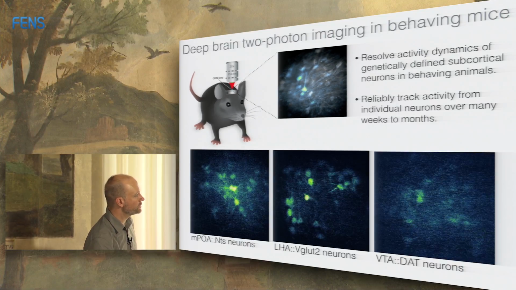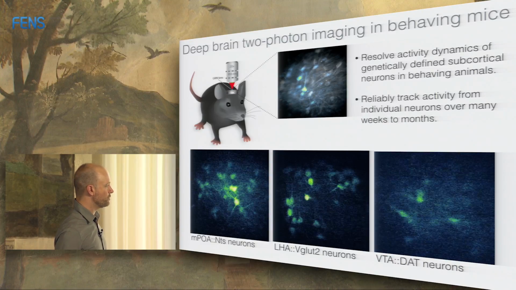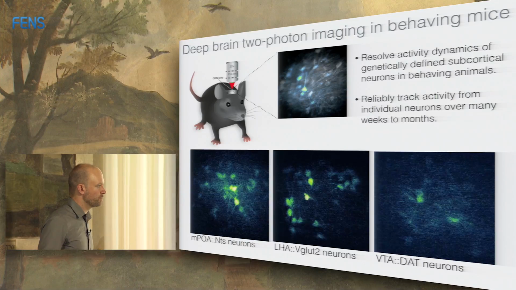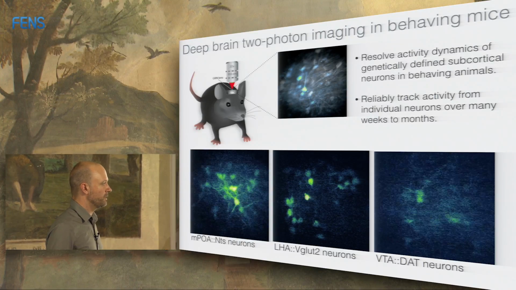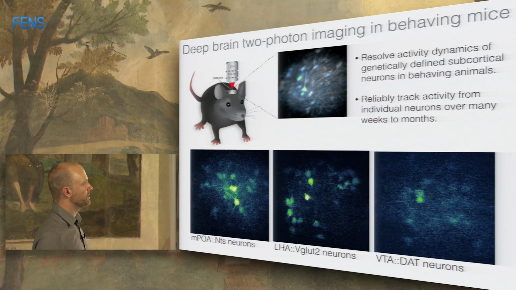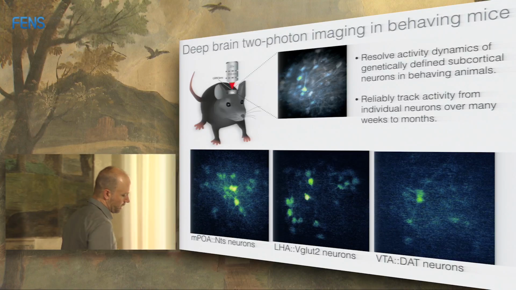And I'll just end by showing you some data from 3 different brain regions, 2 in the hypothalamus and 1 in the ventral tegmental area in dopamine cells, showing that we can actually resolve individual activity of cells in these deep brain regions using 2-photon imaging. So we can reliably track the activity of these individual neurons over many weeks to months in a head-fixed behaving animal.